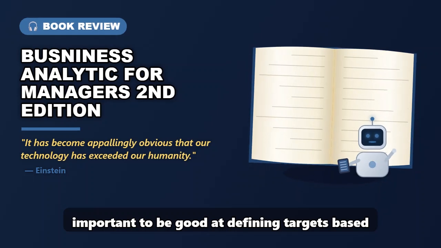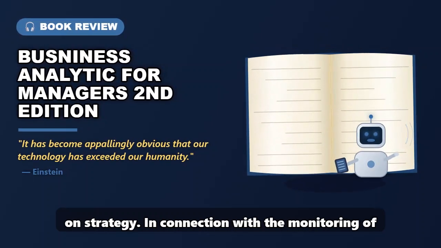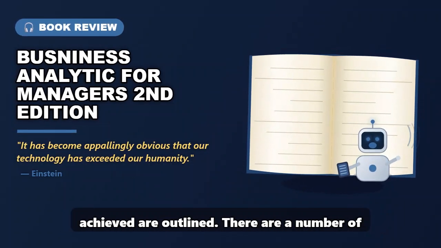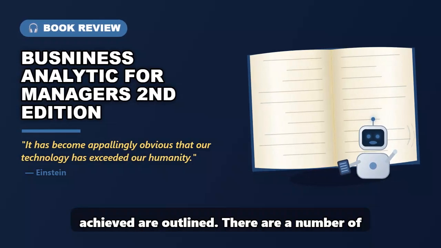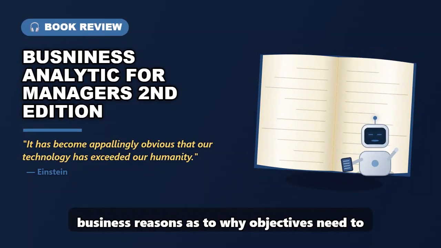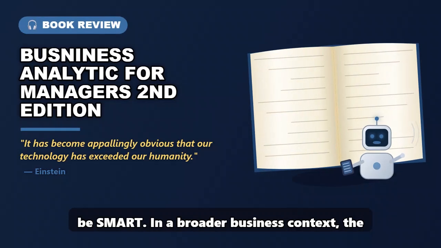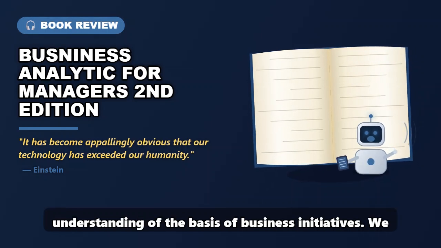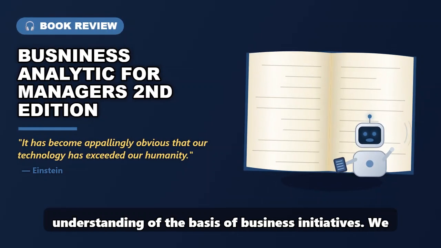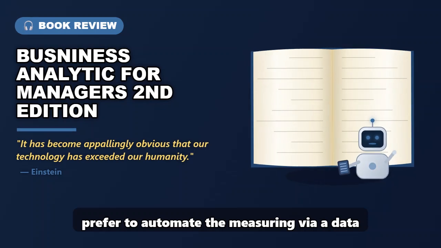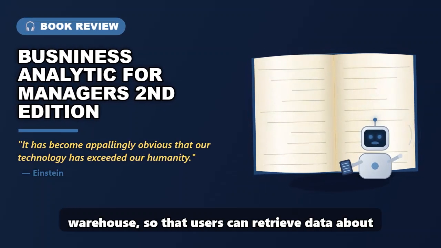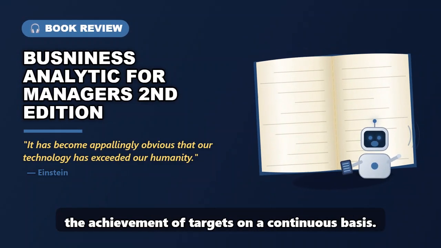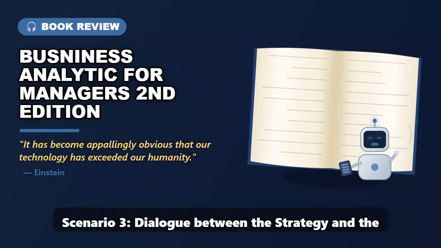For the quality of BA in such an organization, it's important to be good at defining targets based on strategy. In connection with the monitoring of the strategy, a number of targets to be achieved are outlined. There are a number of business reasons as to why objectives need to be SMART. In a broader business context, the 5 requirements work to ensure a clear-cut understanding of the basis of business initiatives. We prefer to automate the measuring via a data warehouse, so that users can retrieve data about the achievement of targets on a continuous basis.